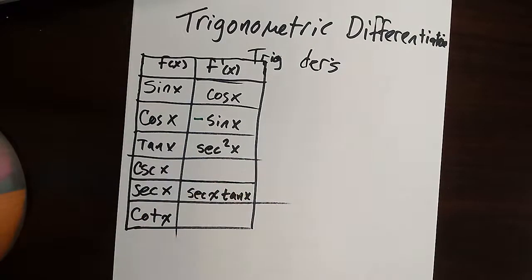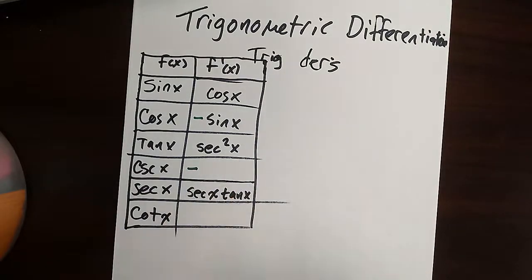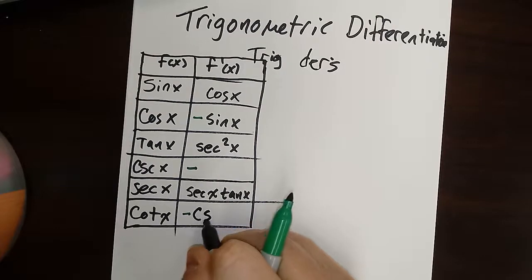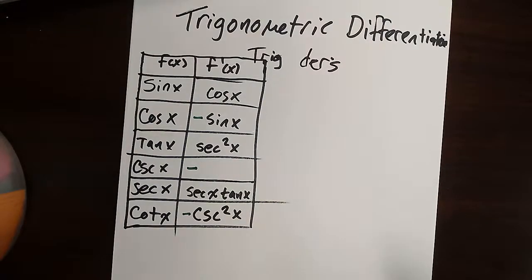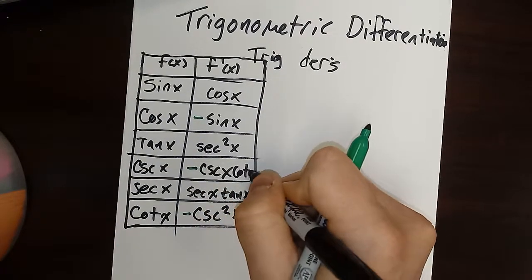And then cosecant's derivative is negative. Let me do cotangent first. Cotangent is negative cosecant squared x. And cosecant's derivative is negative cosecant cotangent.